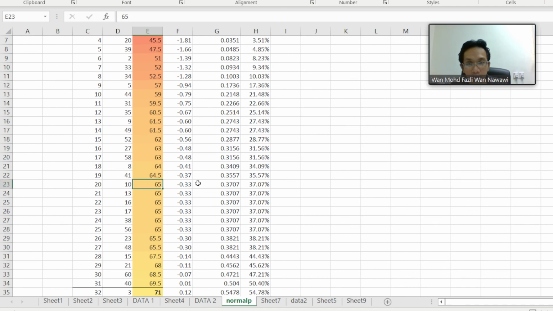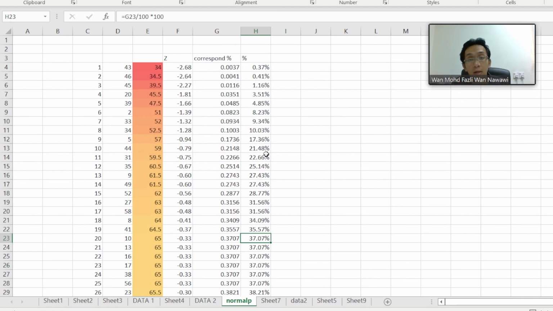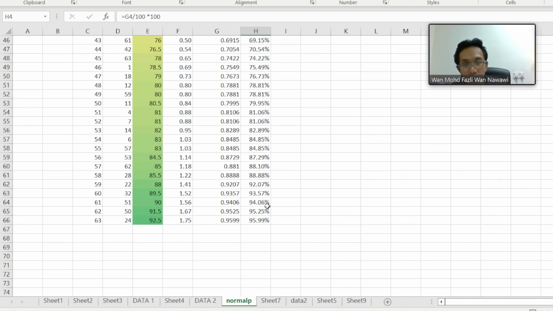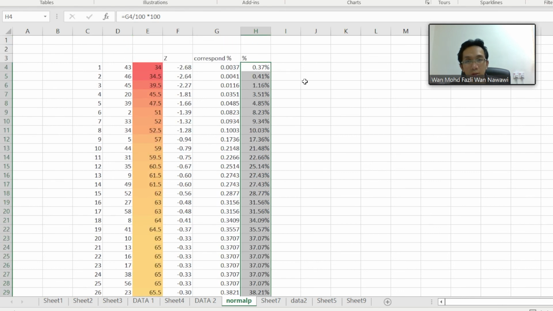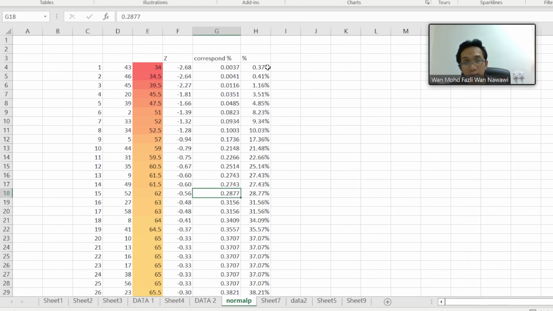So you see 65, there are 37% of people who got 65. So more or less like that. And then if let's say I try to plot this, and then I try to plot cumulatively. This is cumulative, meaning that the z-score is just the cumulative 37.